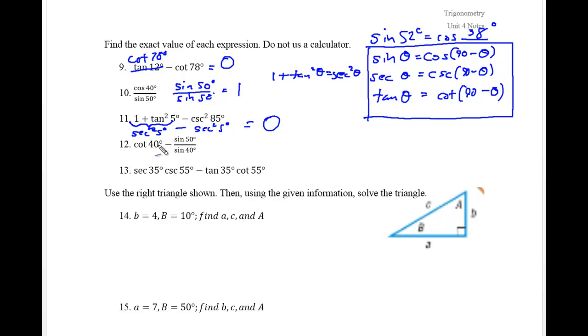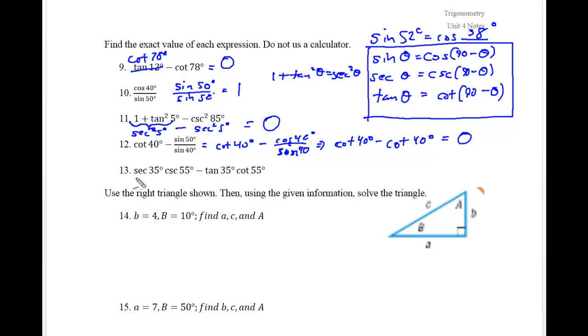For problem number 12, the sine of 50 degrees over the sine of 40 degrees, you can't cancel or simplify that. But what I'm going to do is keep this as the cotangent of 40 degrees, and I'm going to make this the cosine of 40 degrees divided by the sine of 40 degrees, excuse me. So now the cosine of 40 degrees over sine of 40 degrees is going to be cotangent of 40 degrees in the second term. So for our problem, we now have cotangent of 40 degrees minus itself, and cotangent of 40 degrees minus itself is 0.